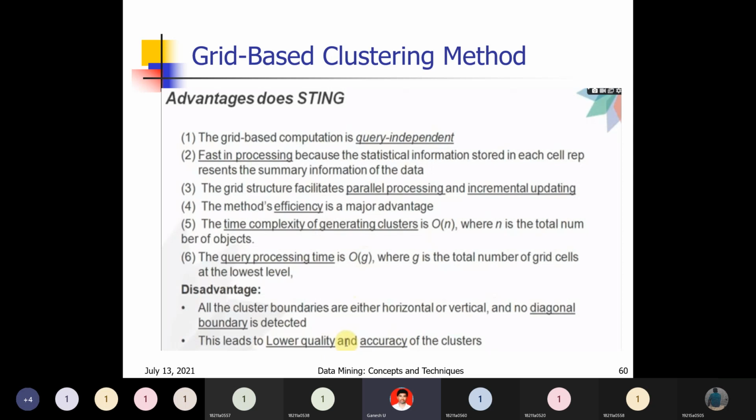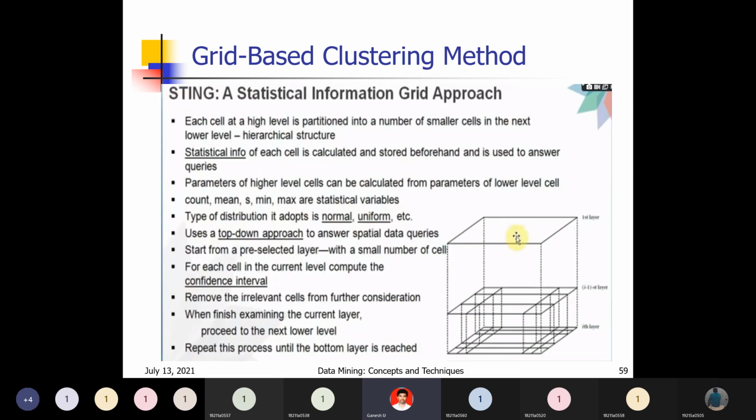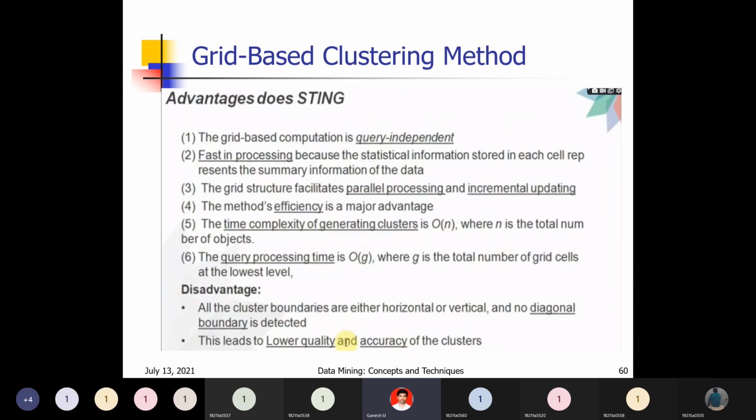The disadvantage is that all the cluster boundaries are horizontal or vertical. You are dividing only horizontally or vertically, so you are not dividing diagonally. In the figure you can observe you are not dividing diagonally. You just divide horizontally into 3 parts and vertically into 3 parts, total 9 parts. In the i minus 1 cluster, how many parts? 9 parts. Vertical 3 parts, horizontal 3 parts, 3 by 3, 9 parts. Only horizontal and vertical, no diagonal. That is one drawback.